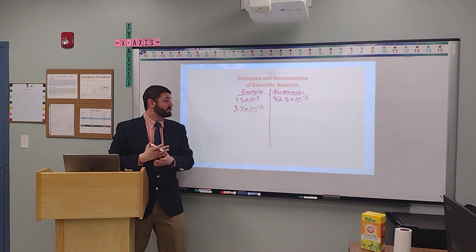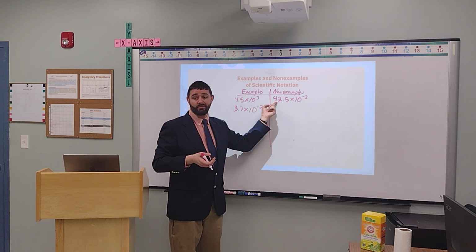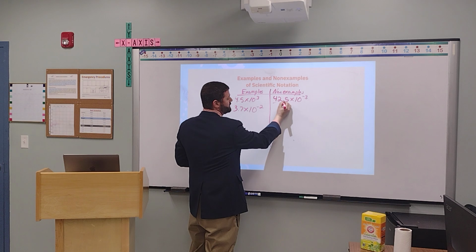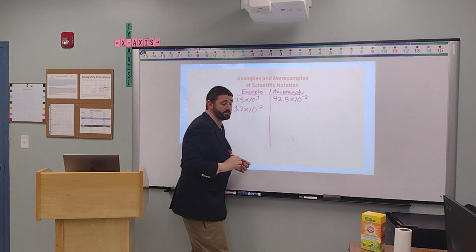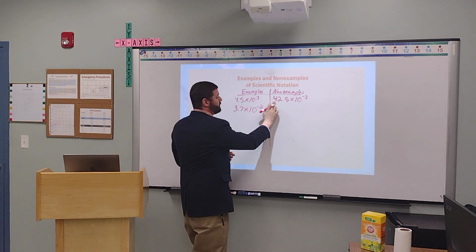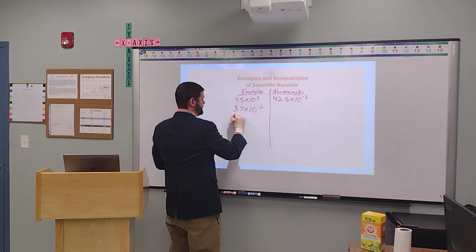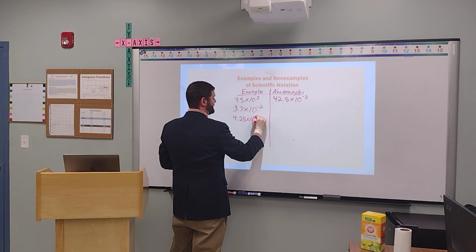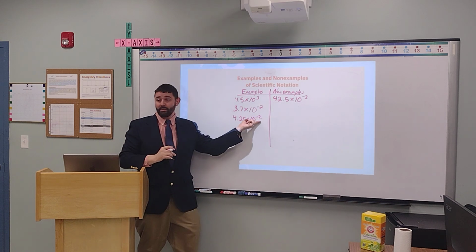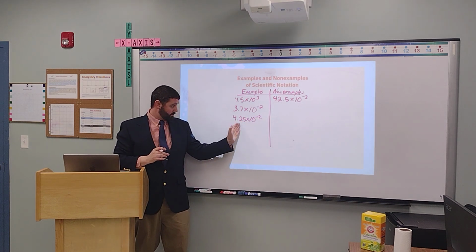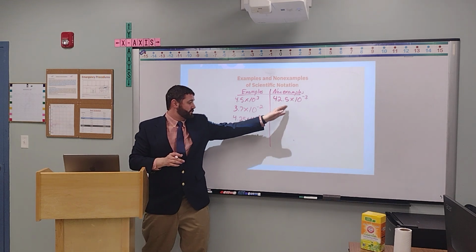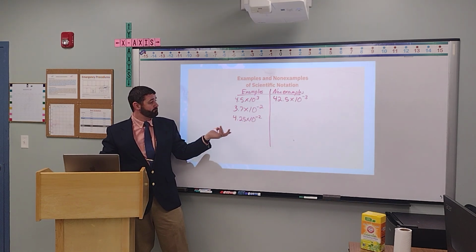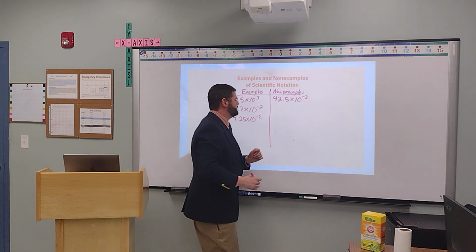Right. That decimal is not behind the first non-zero number, right? There's two digits here. We always have to make sure that that decimal is over here, right? So if we were going to write this correctly, we would actually write this as 4.25 times 10 to the negative second. And I'm going to explain how I did that in a moment. But for now, just want you to understand that this would be the correct way to write that in scientific notation. Okay? Let's look at one more non-example.